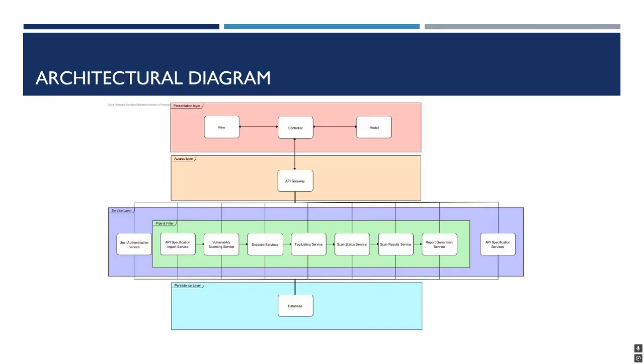The architectural diagram. At the top layer you can see the front end, which is the model view control architecture. Then the second layer is the access layer, which is the API gateway. The third layer is the service layer, which also includes the pipe and filter layer, which generates how the API works and how the scan functions work. Then the last layer is the database, which is used to store the credentials of each profile and the scans.